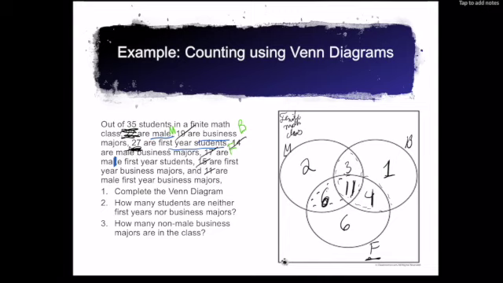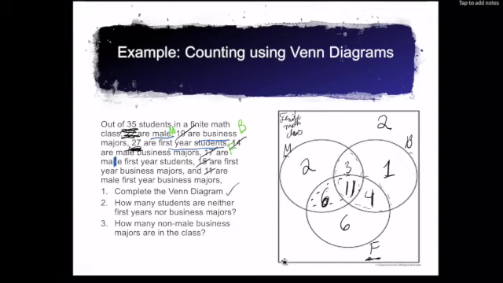So that means I have 2 students that are not males, first years, or business majors. They meet none of that criteria, so they're outside of that. So awesome, we completed our Venn diagram. Good job, team. Next thing I want to know is how many students are neither first years nor business majors.